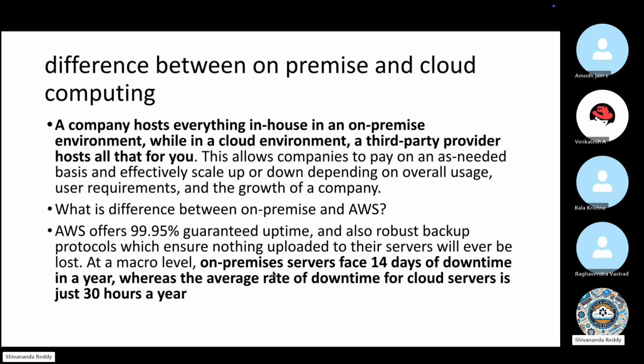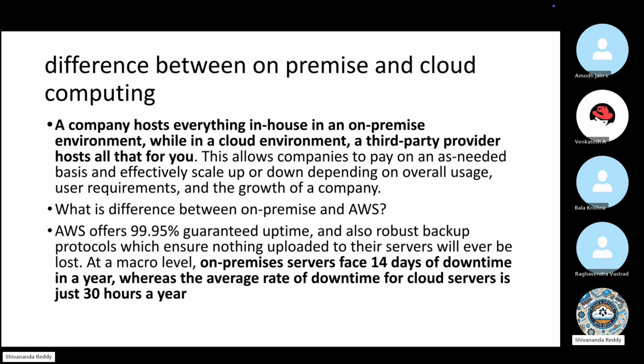Next, what is the difference between on-prem and AWS? AWS offers, and this word is very important, we need to keep it in our mind, 99.95% guaranteed uptime. What is the meaning of uptime? In Linux there is a command called uptime.